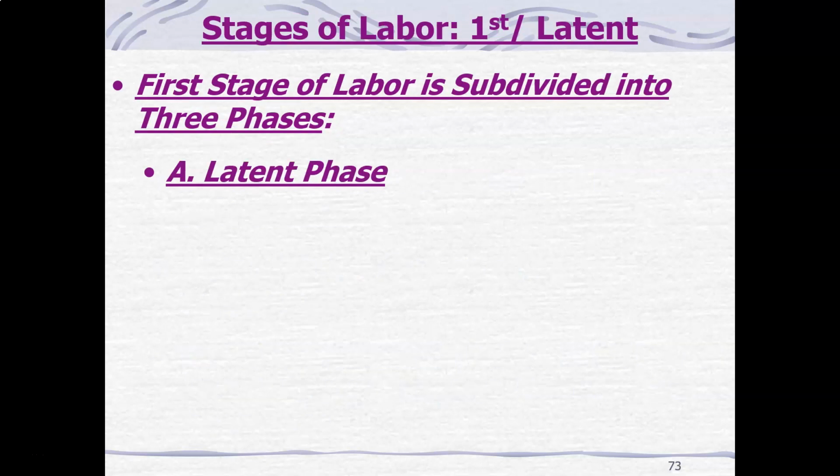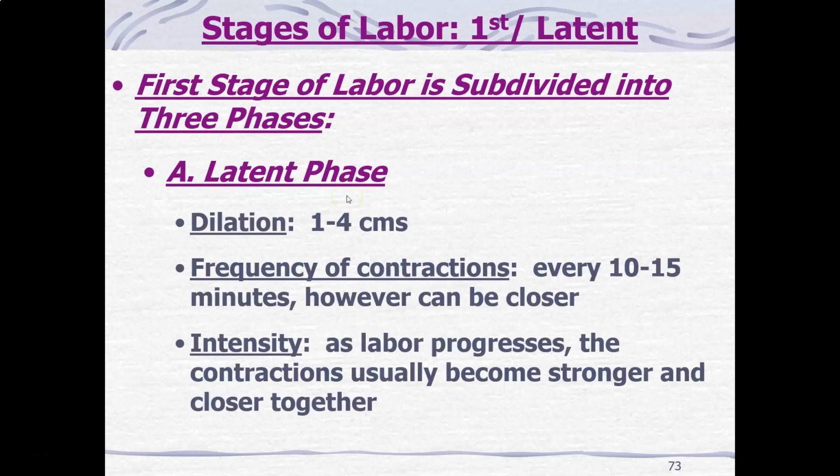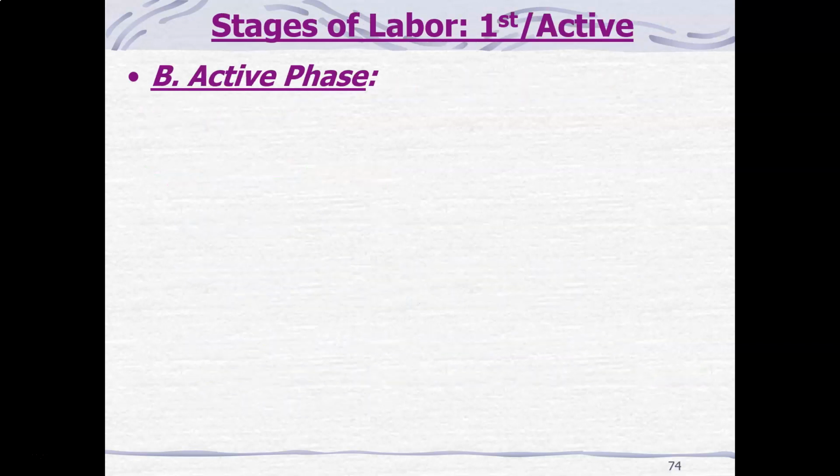The first phase of the first stage is the latent phase. Latent means not active. In this phase, dilation is about 1 to 4 centimeters. You'll have a contraction about every 10 to 15 minutes. They could be closer together. As the labor progresses, the contractions usually become stronger and closer together.